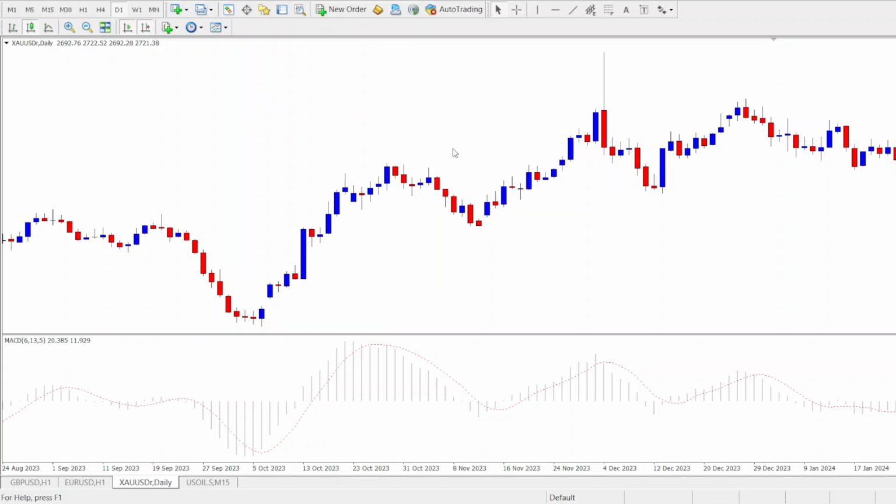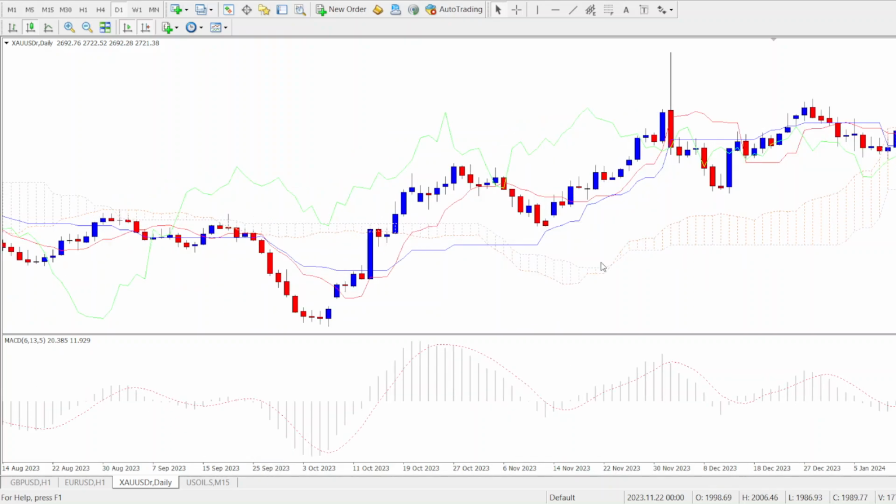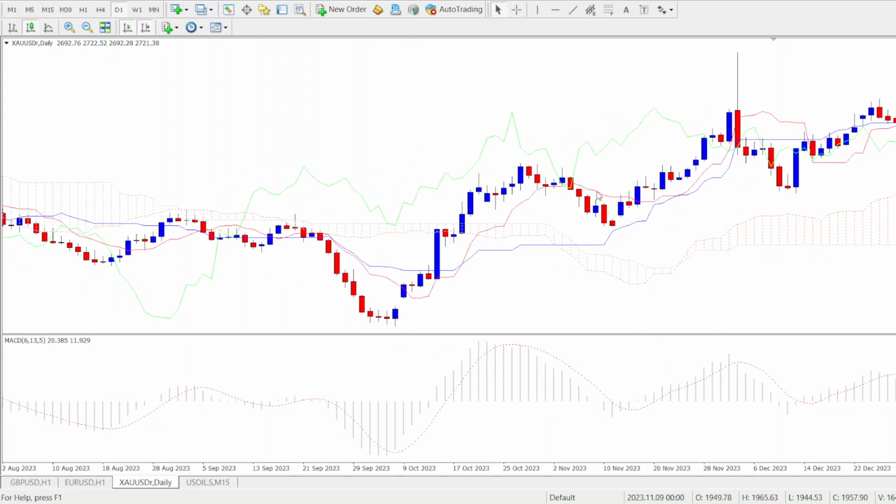Now, as for the Ichimoku, we're also going to be adding that to our chart. I'm going to be adding the Ichimoku to our chart. Okay, the Ichimoku is a comprehensive indicator that provides information about support and resistance levels, trend direction, and momentum. So it consists of 5 lines, as you can see: 1, 2, 3, 4, 5. Okay, it consists of 5 lines. We have the Tenkan Sen, which is the conversion line.